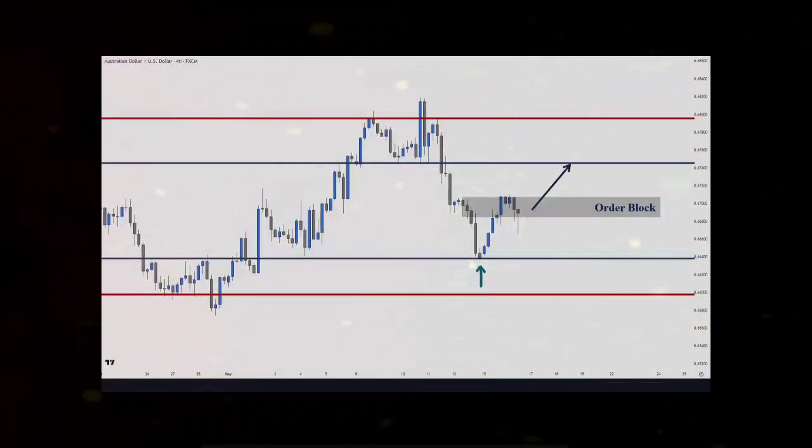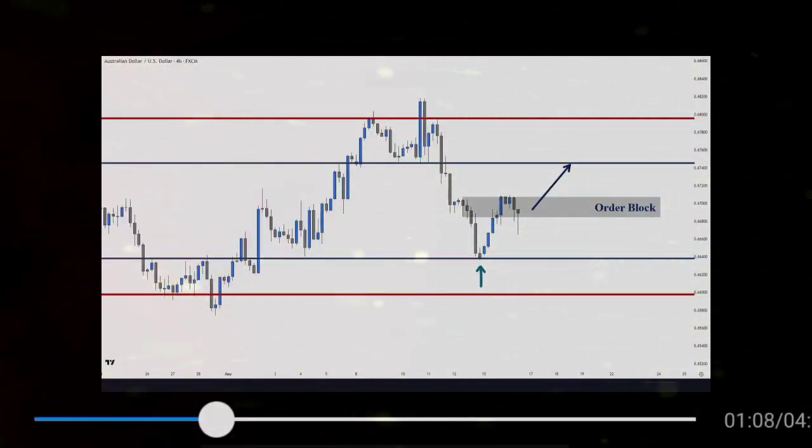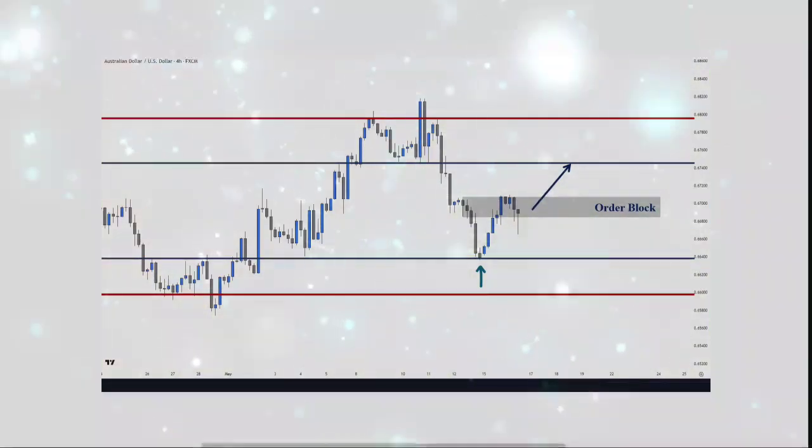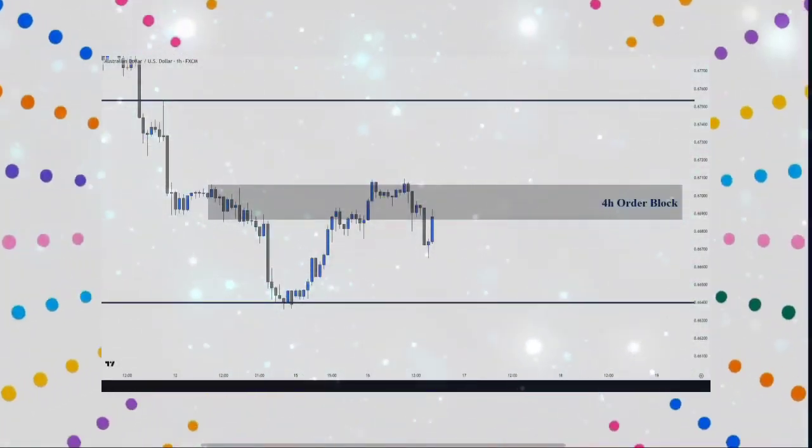On the contrary, if the market manages to break and close above the order block, our 4 hours directional bias will change to bullish, and we expect the price to reach the daily and weekly levels in front of the price. Now let's zoom into 1 hour's time frame to observe more details.